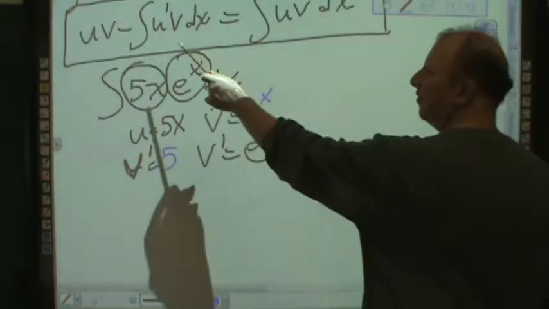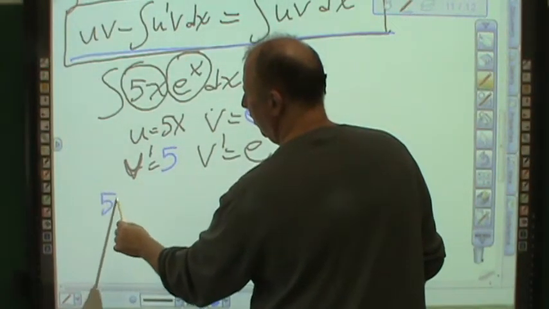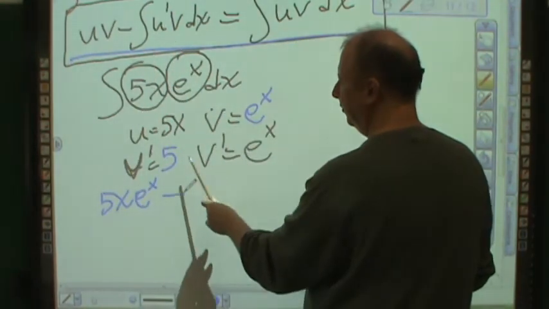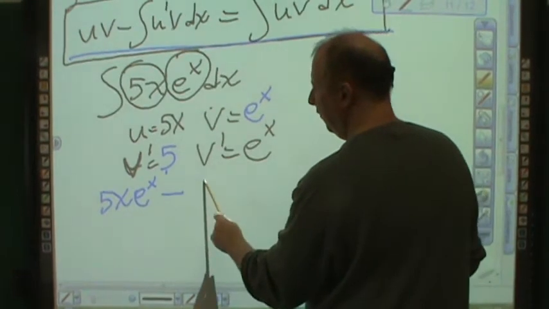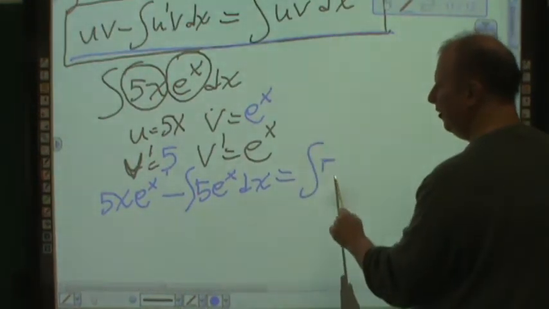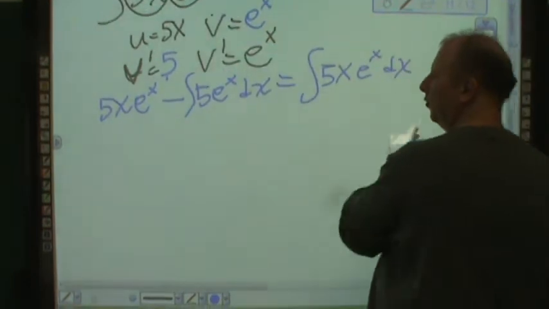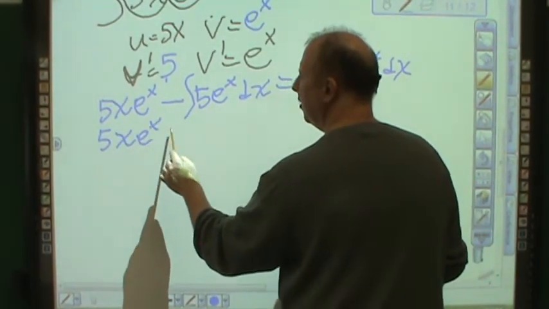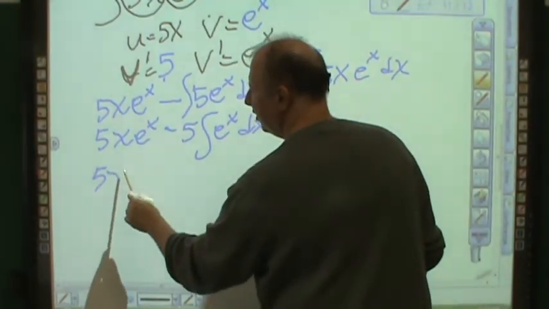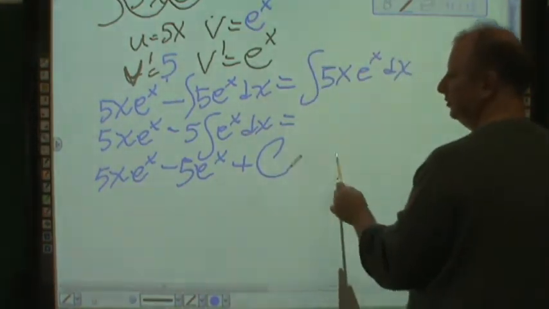And now what we're going to do is follow along with the same logic that we had before. uv, 5x e to the x, minus the integral of u prime 5 times v e to the x, dx, is equal to the integral of 5x e to the x dx. And if we look at this a little more closely, we can say 5x e to the x minus 5 times the integral of e to the x dx, which happens to be 5x e to the x minus 5 e to the x plus c. We're finished.